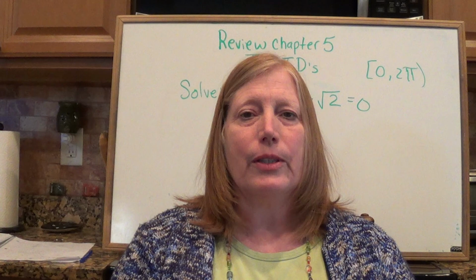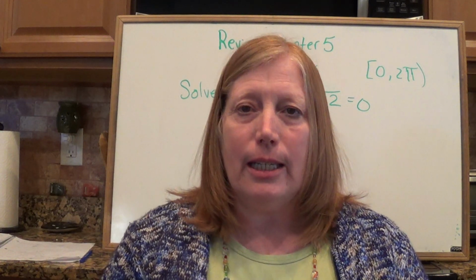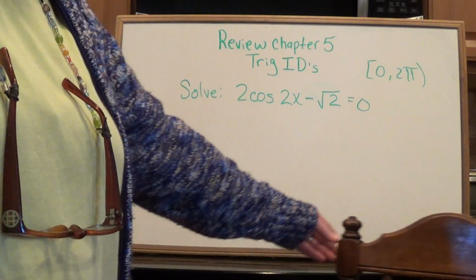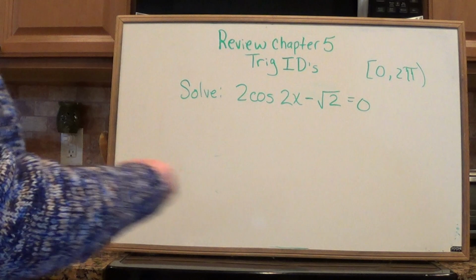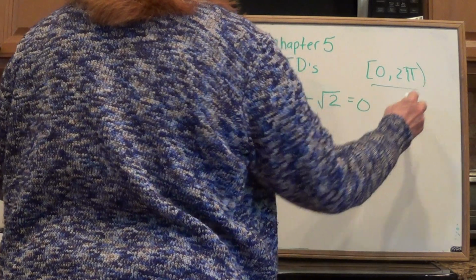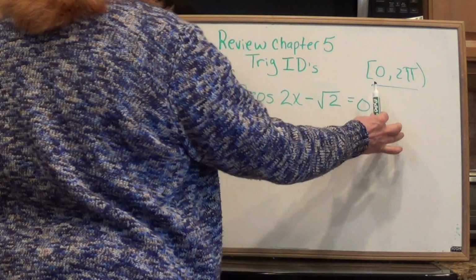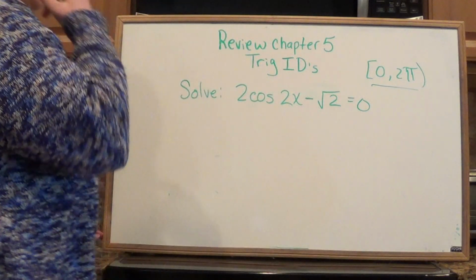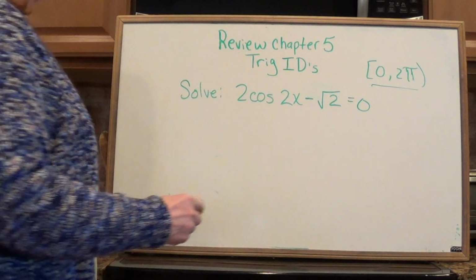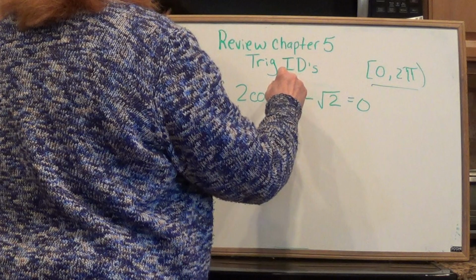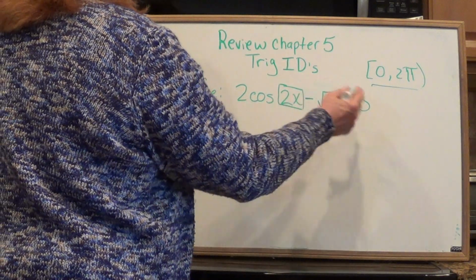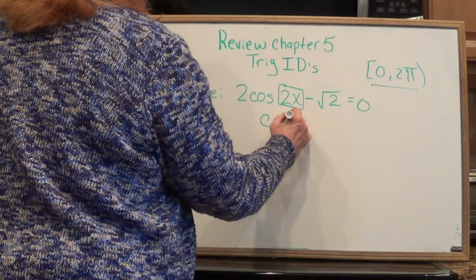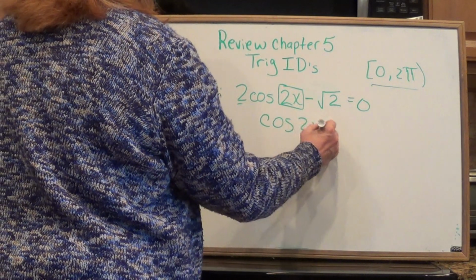So the first one is solve, and we're looking at solving 2 cosine 2x minus square root of 2 equals 0 on this interval between 0 and 2 pi, including 0, not including 2 pi. In order to solve this, we're going to get this part of the argument all by itself, and we do that by moving the square root of 2 over and dividing by this 2.